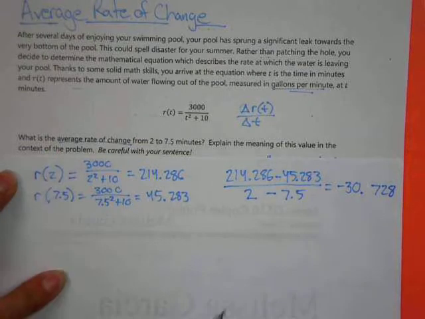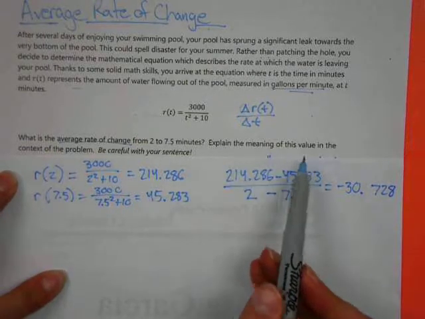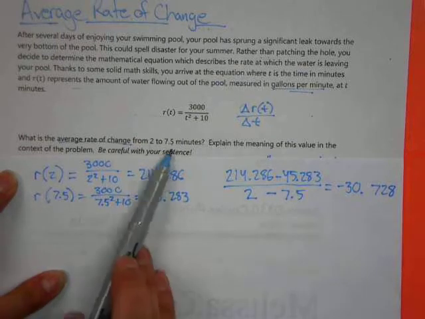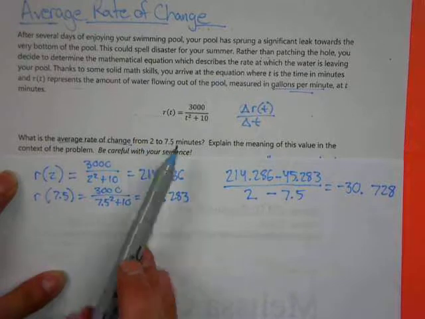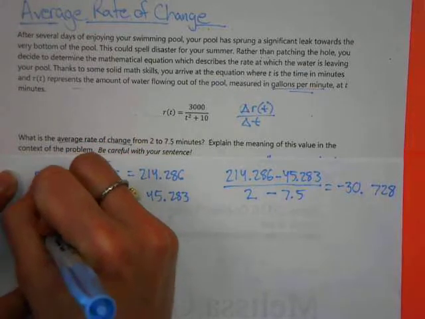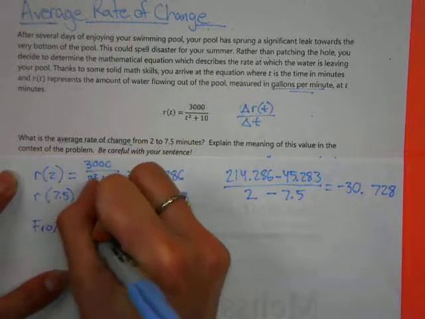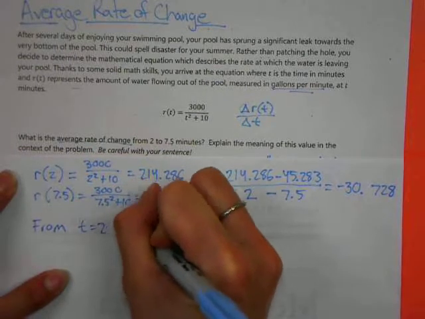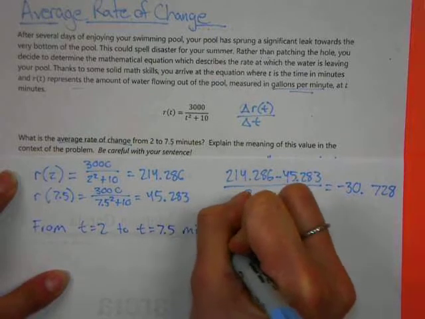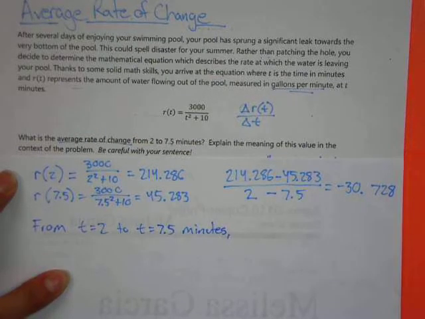That is the average rate of change, but it does say to explain the meaning of the value in the context of the problem. So let's think about units and about a couple of the things we want to include when we're explaining our answer. Now, this average rate of change is only for a specific interval of our function, from 2 to 7.5 minutes. So sometimes I like to start by saying my interval. I say from t equals 2 to t equals 7.5 minutes.